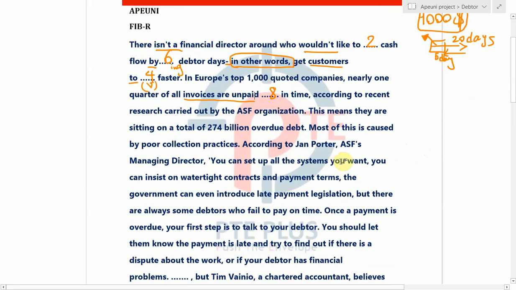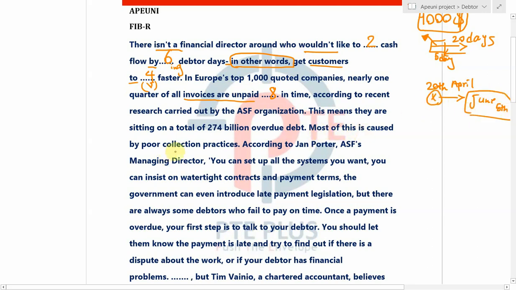Okay, this means they are sitting on a total of 274 billion overdue debts. It means the debts which were supposed to be paid on a specific date, but it has passed over that. For example, 20th of April, but now we are in June 5th. We just passed this deadline, so it's overdue debt.